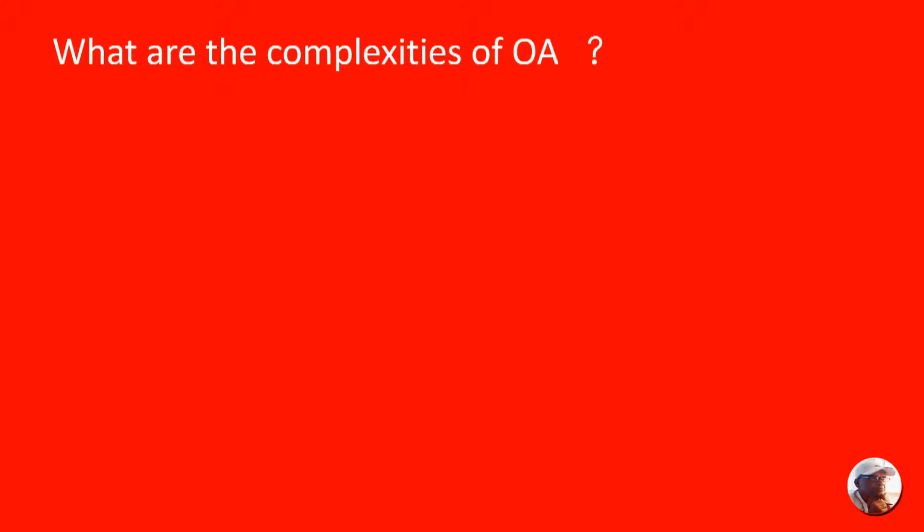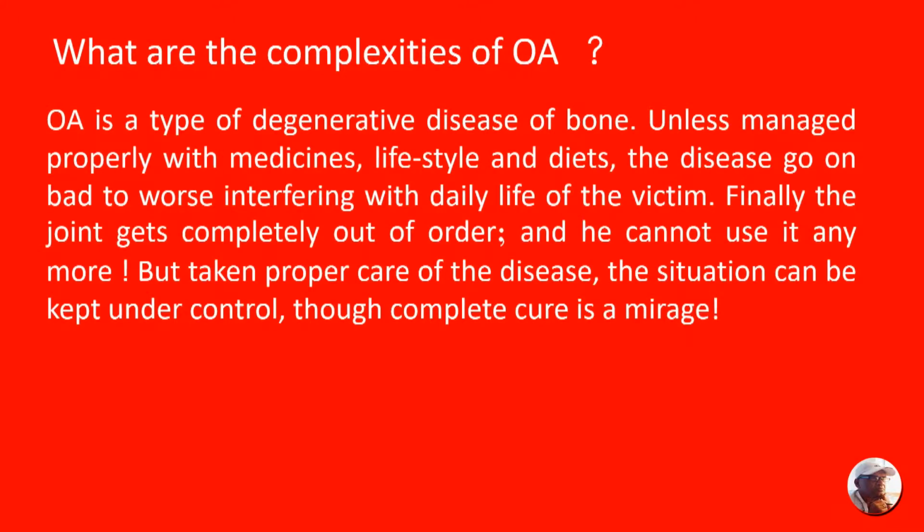What are the complexities of osteoarthritis? Osteoarthritis is a type of degenerative disease of bone. Unless managed properly with medicines, lifestyle and diets, the disease goes from bad to worse, interfering with the daily life of the victim. Finally, the joint gets completely out of order and he cannot use it anymore. But if proper care is taken, the situation can be kept under control, though a complete cure is a mirage.